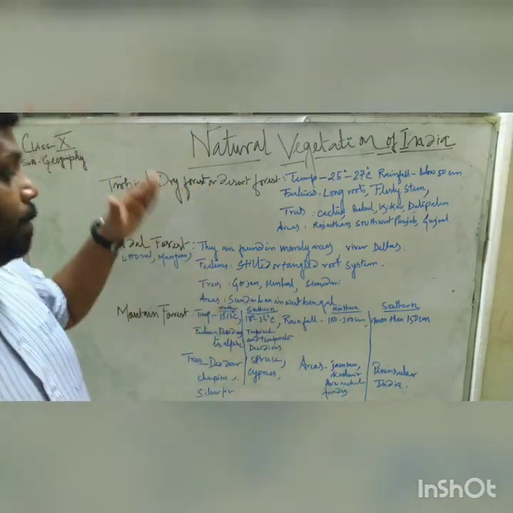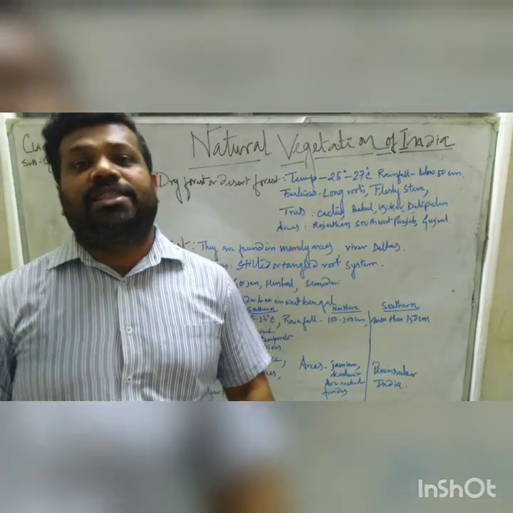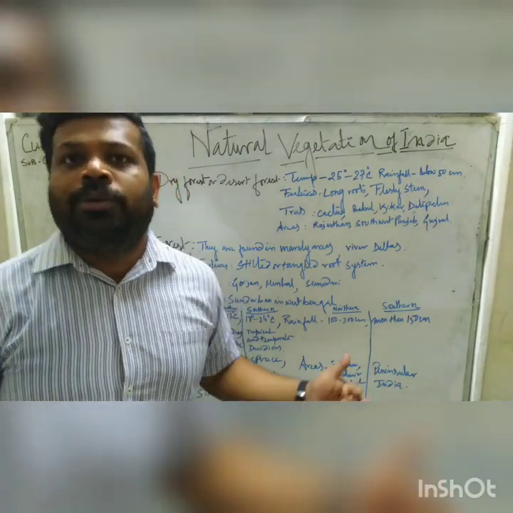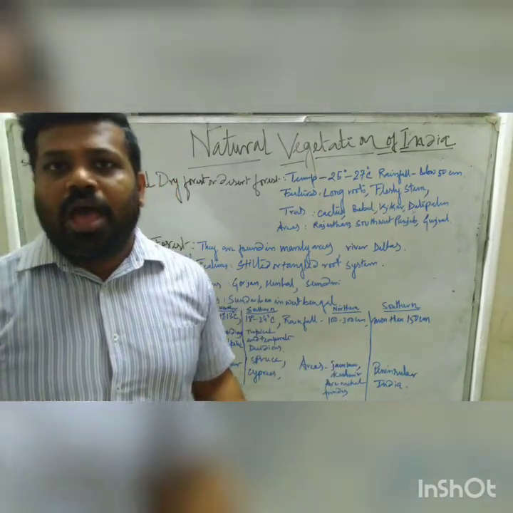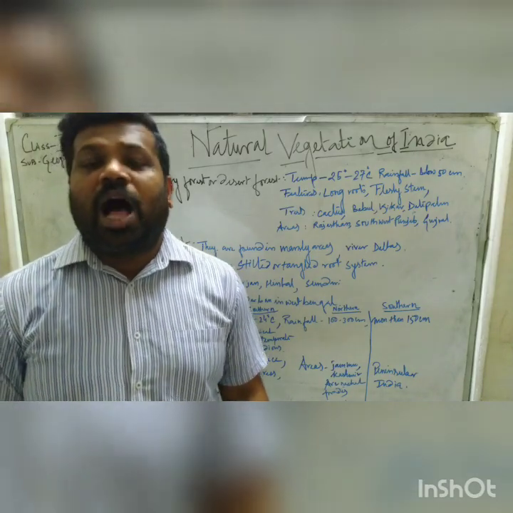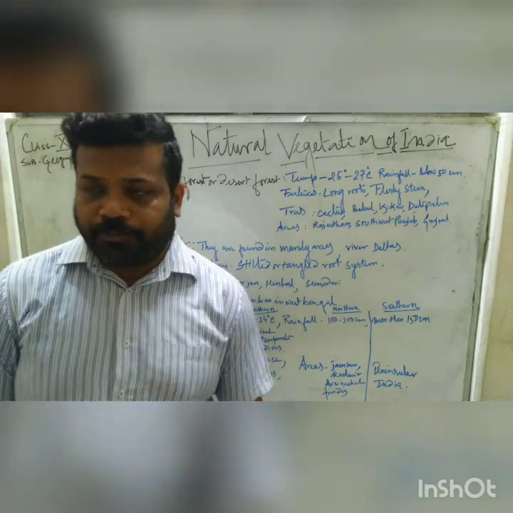So this is all about the types of natural vegetation that are found in India. Now we will go to the importance of the forest, why the forests are depleting, and how we can conserve the forest.